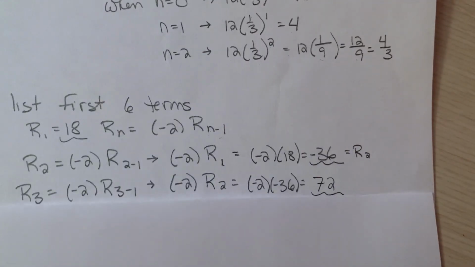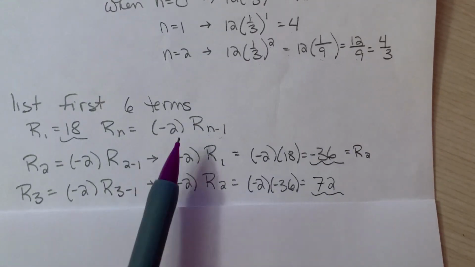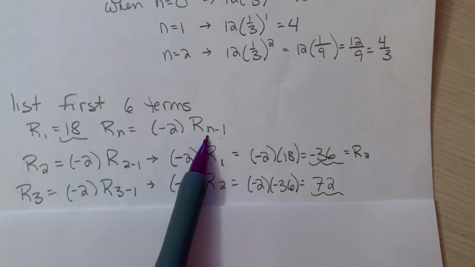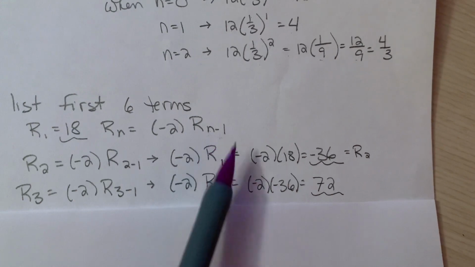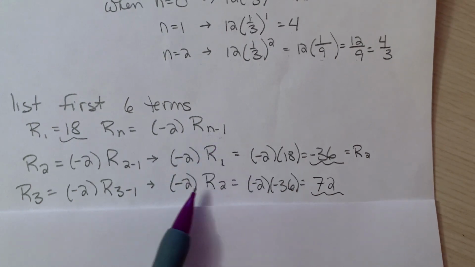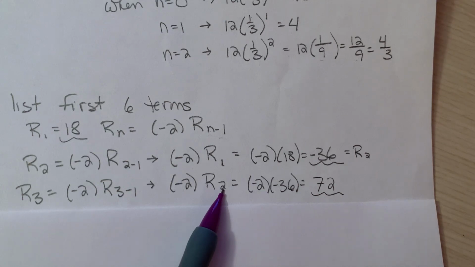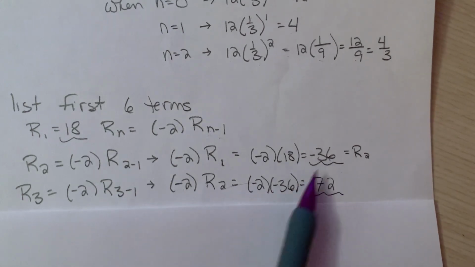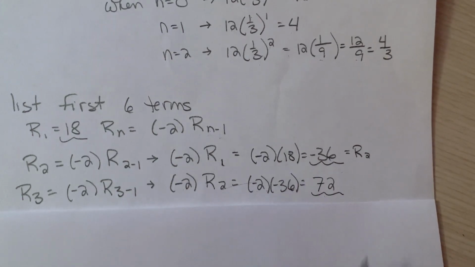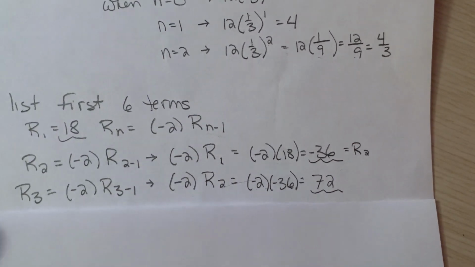Okay, to find R sub 3, that means I'm going to put a 3 in here and here. If I put a 3 in here, 3 minus 1 is 2. So I'm going to have -2 times R sub 2, which is the second term. The second term is -36, so I'm going to do -2 times -36. So it always uses the term before it.